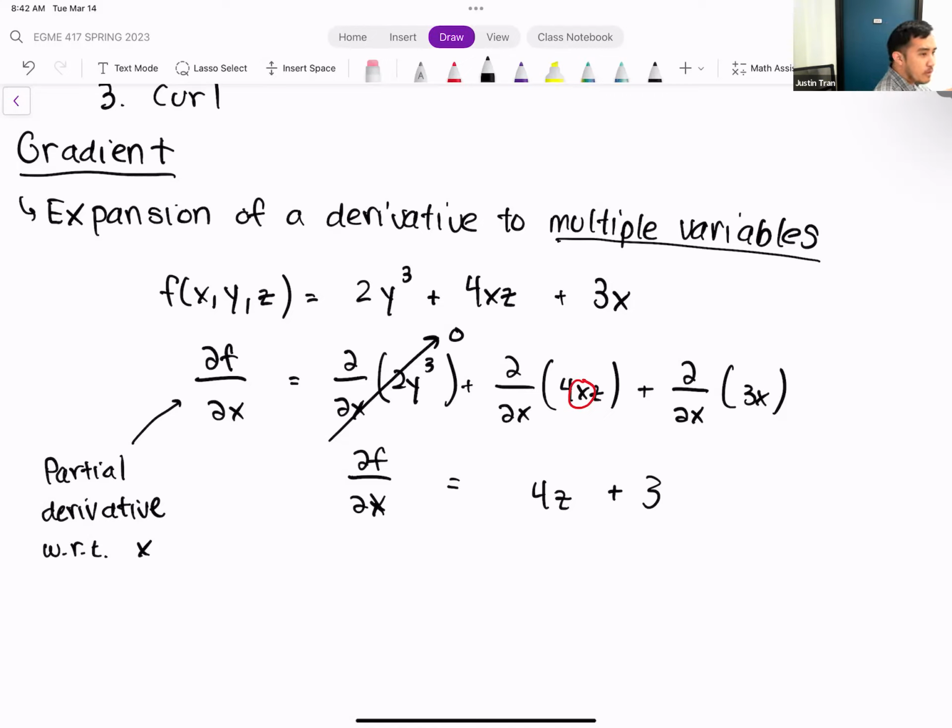Have you guys seen partial derivatives before? I think probably 258, right? Okay, so you guys are familiar with the concept.